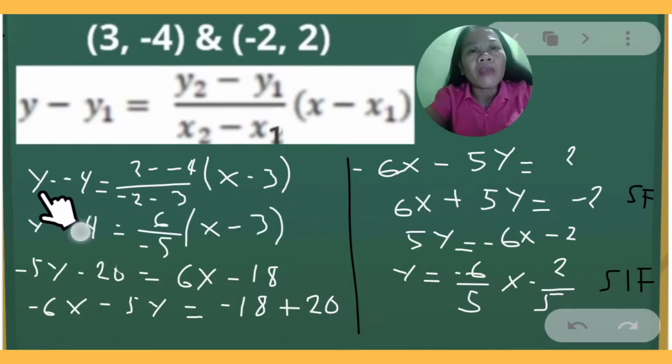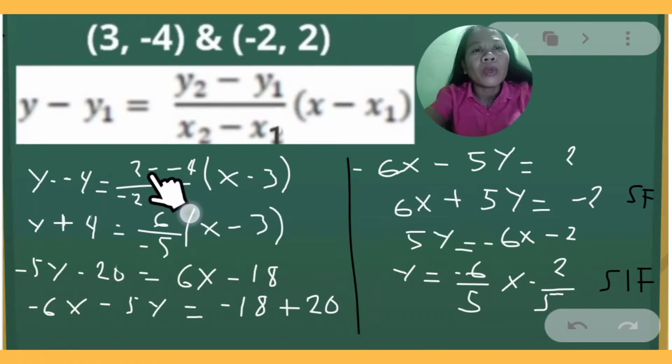And then simplifying, we have y minus -4. The two negative signs one after the other becomes positive. So we have y plus 4. And then this one, 2 minus -4, this becomes 2 plus 4. So we have 6. And then -2 minus 3, since we have the same sign, the -2 and -3, we are going to add the numbers and then copy the common sign. So we have -5. Just copy x minus 3.